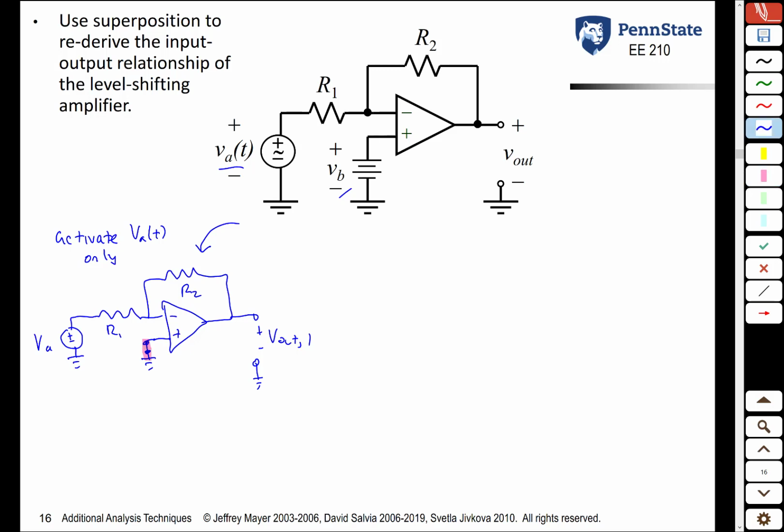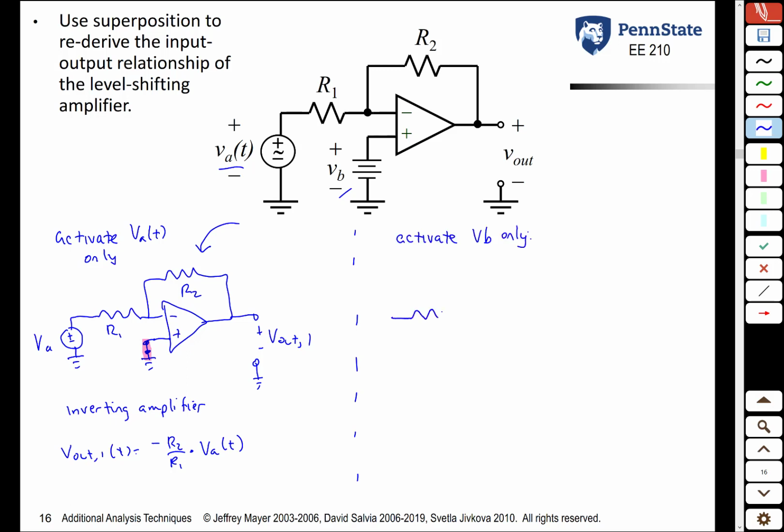If you look at this sub-circuit, you see that it's nothing more than an inverting amplifier. You could analyze this by doing KCL at the inverting terminal of the op-amp, but you can also just utilize the result, and we know that Vout sub 1 is nothing more than negative R2 over R1 times VA of t. We set that aside. We can now activate VB only.